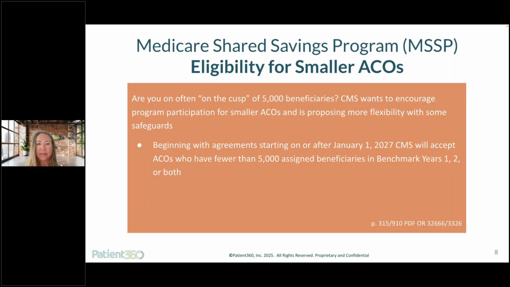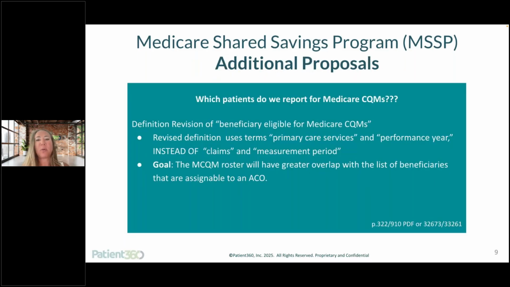Next slide, please. So additional proposals. What else is CMS proposing? Well, they're going to revise the definition of a beneficiary eligible for Medicare CQMs. And when are they going to do this? So this one, unlike the previous one that we were just looking at, is actually going to focus on retroactively applying. So if the proposed rule does finalize, this will retroactively apply to the beginning of the 2025 performance year if it's finalized. And so why are they doing this?